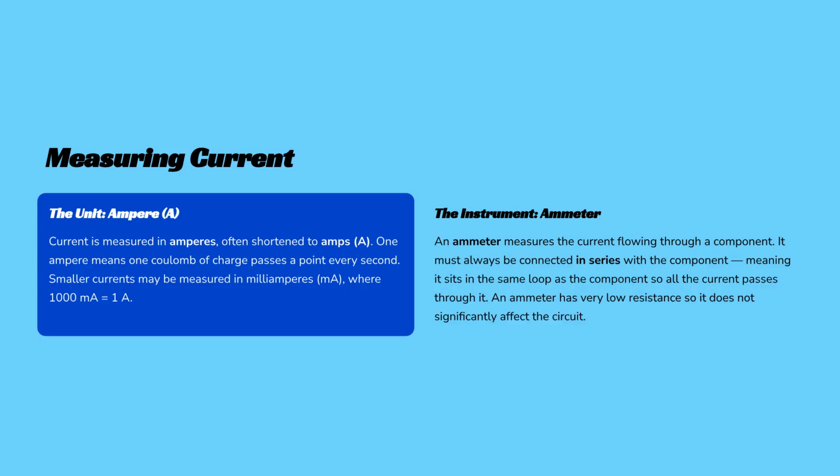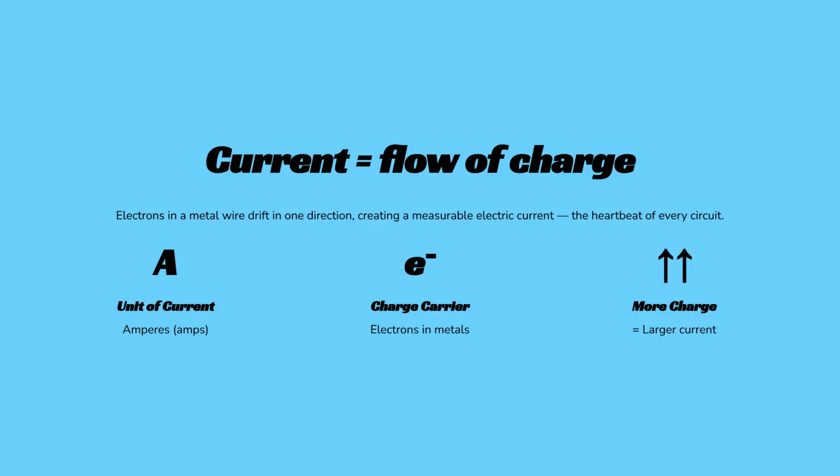Ammeters must be connected in series with a component, meaning they sit within the same loop so all current flows through them. To summarize, current is simply the flow of charge. In metals, electrons are the primary charge carriers. Remember, an increase in the number of charges flowing results in a larger measured current.